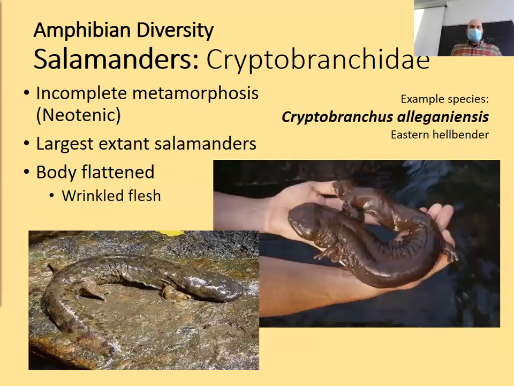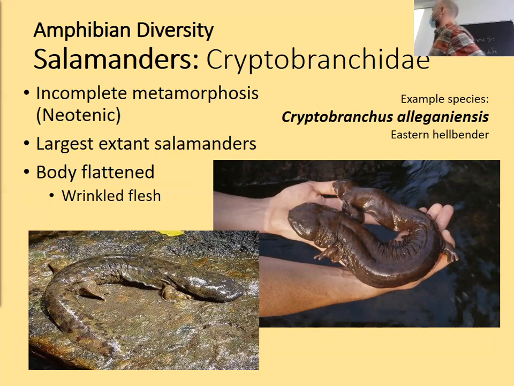All right, our last salamander family is Cryptobranchidae. These guys are kind of paedomorphic, but almost not quite, and it's called neoteny. There's a slight difference between being paedomorphic and neotenic, but for our purposes, we can use them interchangeably, basically meaning that the adults still look like the babies. These guys are really big.